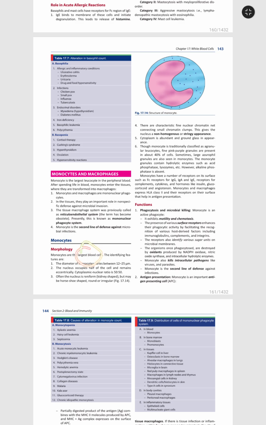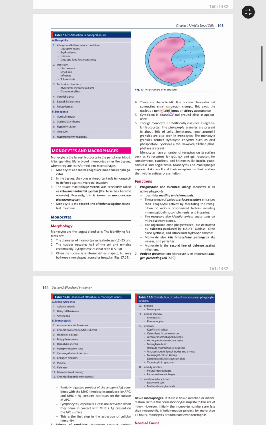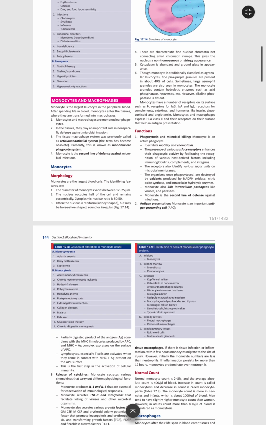Monocytes are the largest blood cells. Identifying feature, they are 12 to 25 micrometer. The cytoplasmic to nuclear ratio is 50:50. The nucleus is kidney shaped, it may be horseshoe shaped or irregular. Cytoplasm is homogeneous. Monocytes are responsible for phagocytosis, microbial killing and as antigen presenting cells.